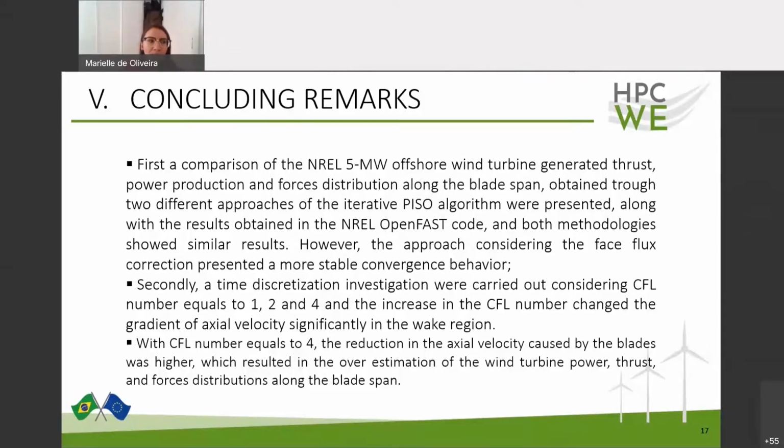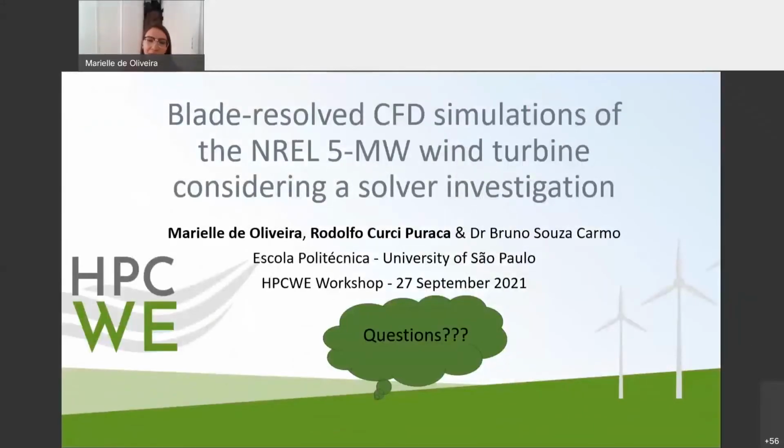However, when comparing CFL numbers 1 and 2, a higher difference in the computational cost was found. CFL equal to 1 has a computational demand twice that of CFL equal to 2. So the better option here will depend on the computational resources available to perform the simulations. But both results were acceptable. So this is it. Thank you for your attention, and we are open to questions now.